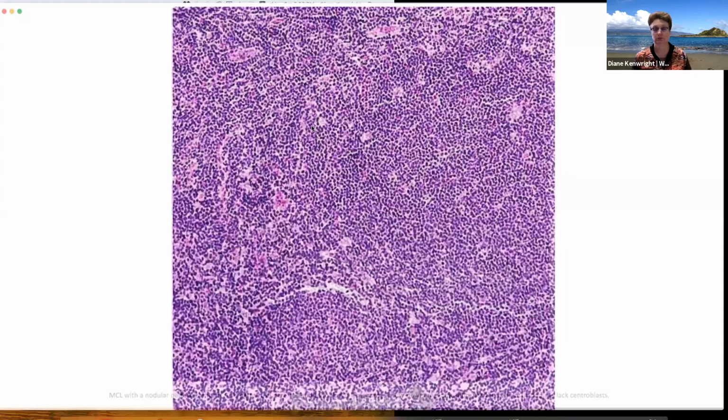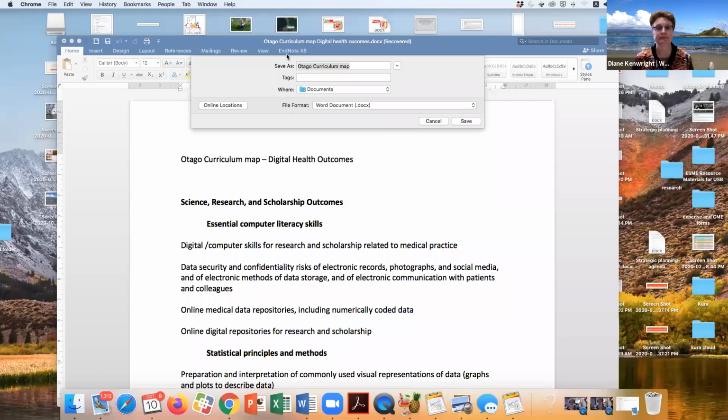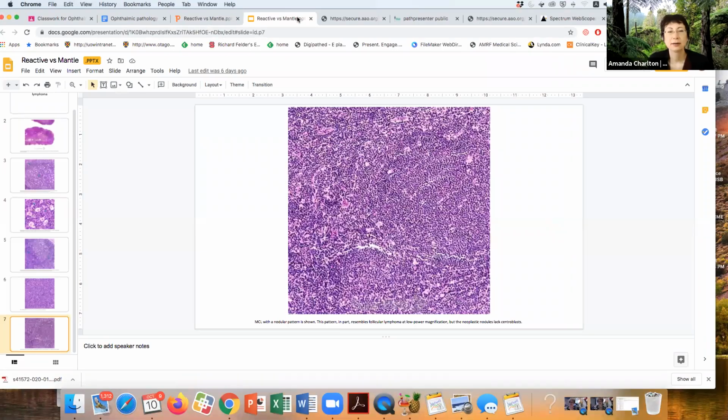Questions? That's all you need to know about lymphoma. Okay, so let me summarize what you said. If it's lymphoid follicles, it's reactive. And if it's a sheet of cells, a sea of cells that are all the same, it's a low-grade lymphoma. Is that right? Yeah. Okay, got it. Great. All you need to know about lymphoma.